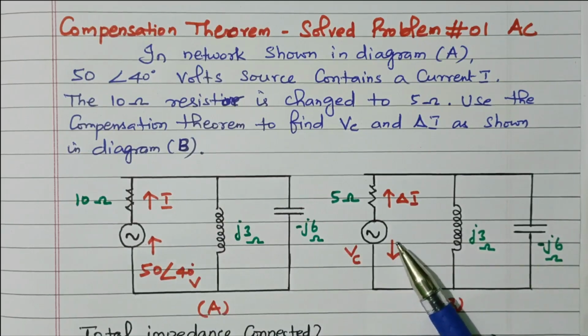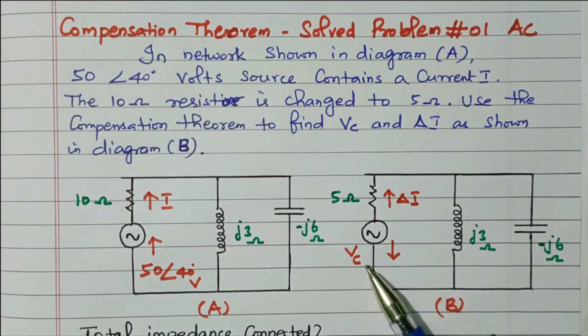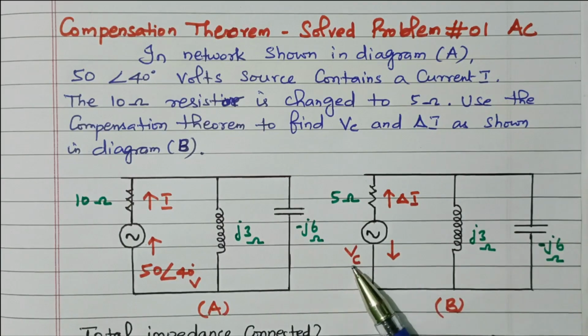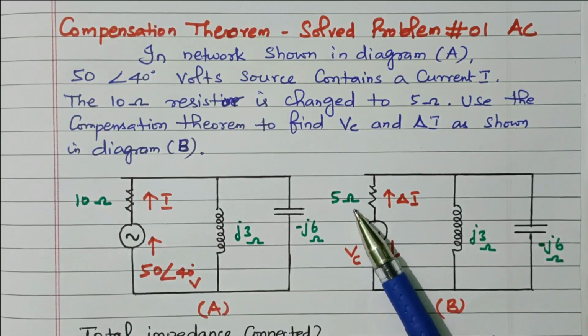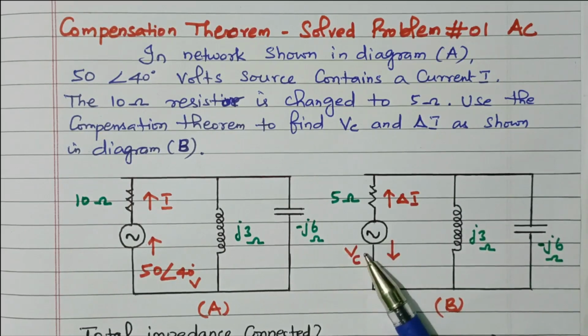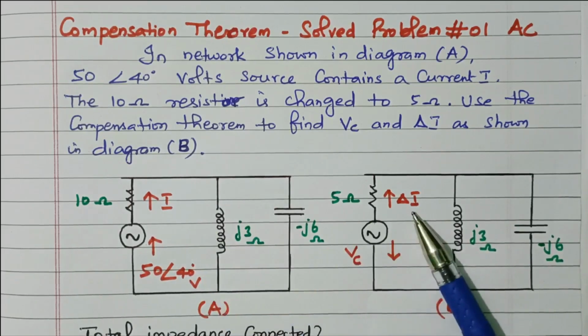This is the current direction by the compensation voltage. So while changing the resistor or impedance, there will be opposing voltage and current that is given by the compensation voltage VC. So in the compensation theorem we need to find compensation voltage VC, that is I into delta R. I is nothing but current in the original circuit. Delta R is nothing but change in resistor, right? So our aim is to find VC, that is equal to current in the original circuit and change in resistor.